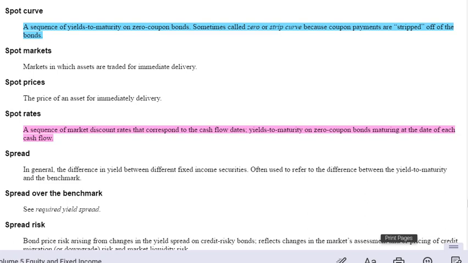So spot rates is a sequence of market discount rates that correspond to the cash flow dates, yield to maturity on zero coupon bonds maturing at the date of each cash flow. And the spot curve is a sequence of yield to maturity on zero coupon bonds, sometimes called zero or strip curve because coupon payments are stripped off the bonds. Okay?